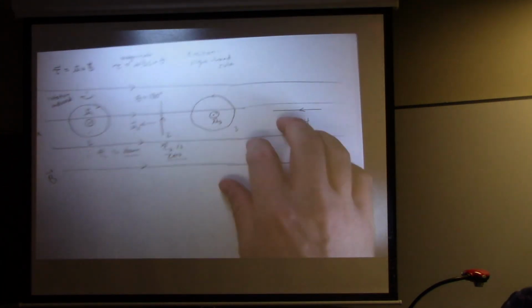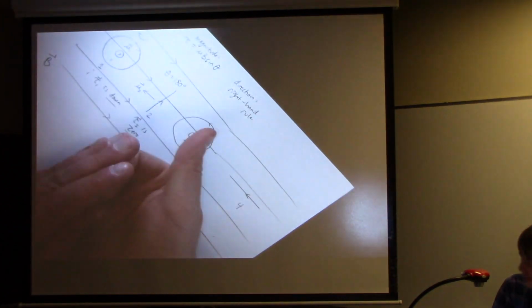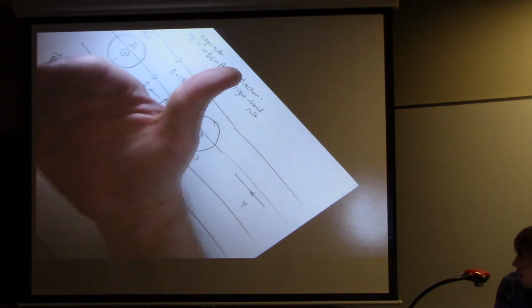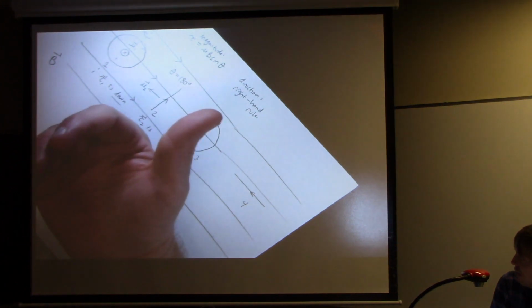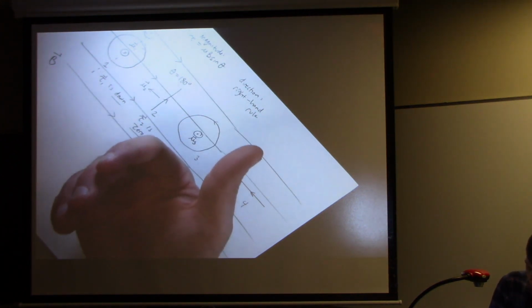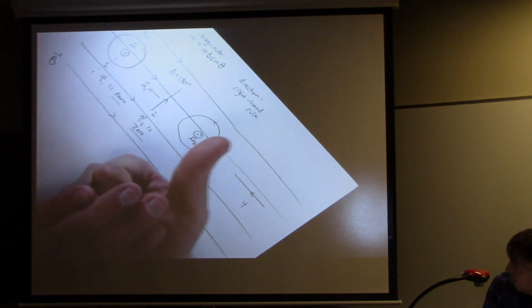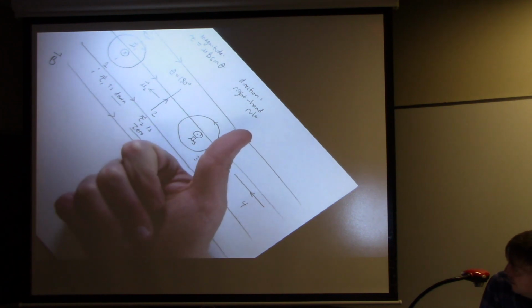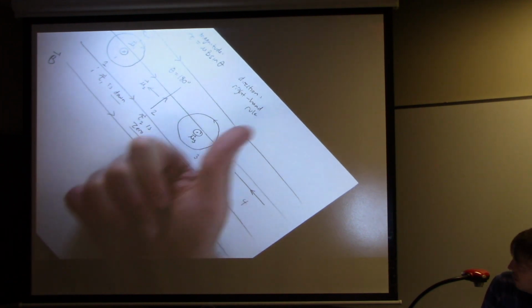Okay, so how does this work? Well, I have to start by pointing the fingers of my right hand out of the page. That's what mu is doing. And then if I curl them like this in the direction of B, then what's my thumb doing? It's pointing up.